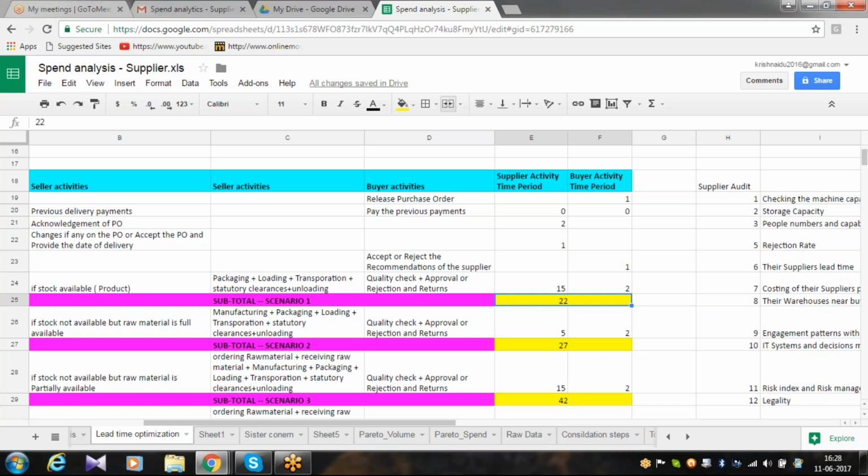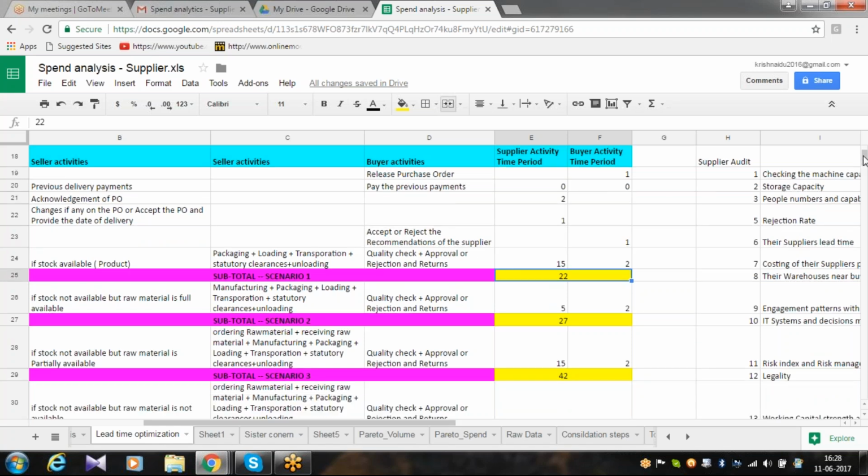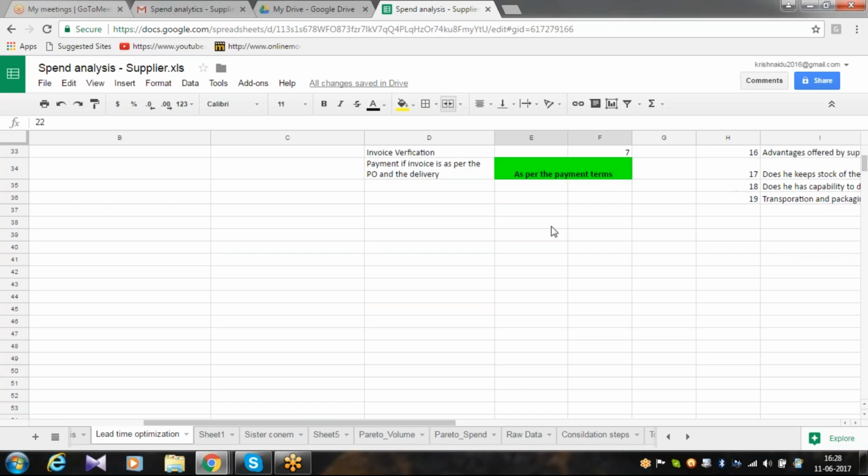Now, within scenario 1 also there are two scenarios. One, he has a distribution facility.